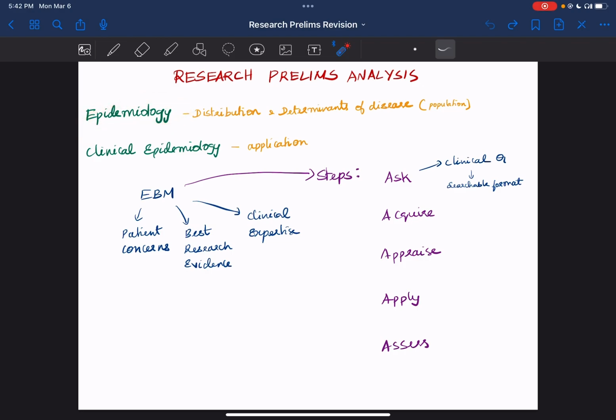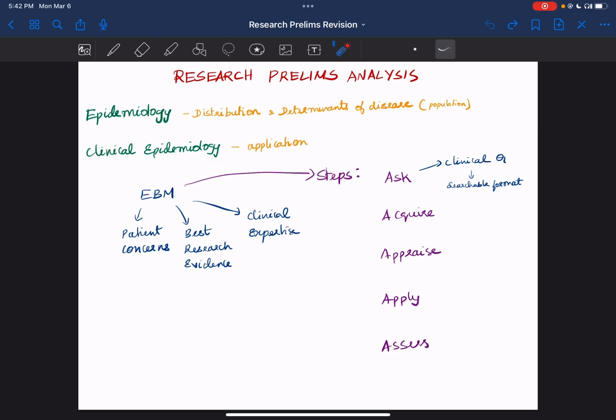It is the studying of the distribution and the determinants of a disease in a given population. Okay, simple. Distribution and determinants of disease are the keywords. When you study that in a population, that is called epidemiology. Now, clinical epidemiology is the application of epidemiology into the clinical practice. So, using the studies done by epidemiologists and research people, we apply those studies for the betterment of our patient. Now, that is called clinical epidemiology.